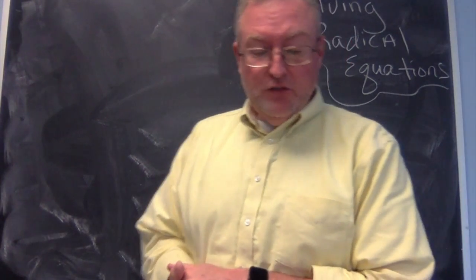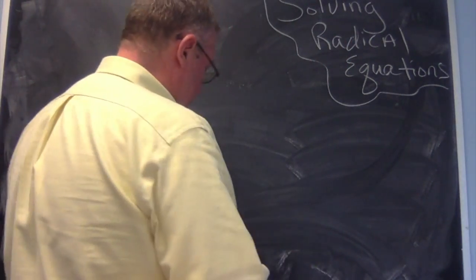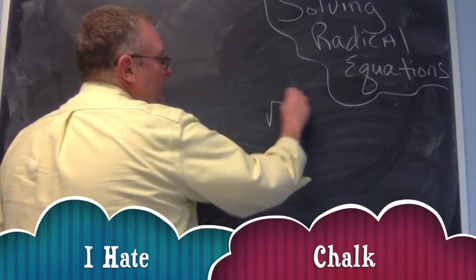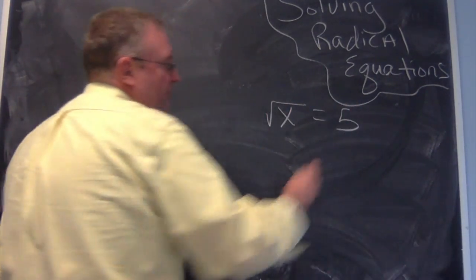All right, so the first one says the square root of x equals 5. Let me find some chalk here. You know how much I love chalk. So the square root of x equals 5.